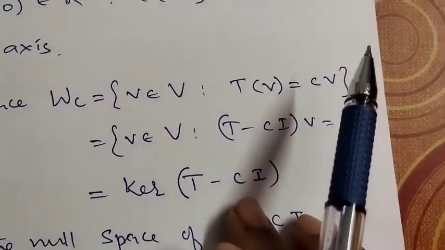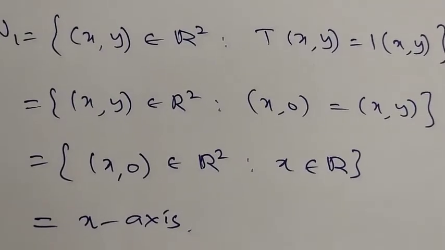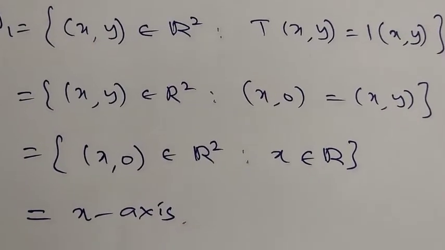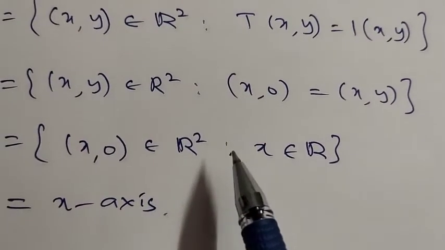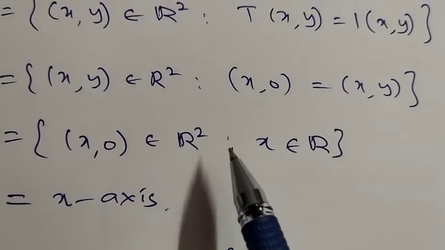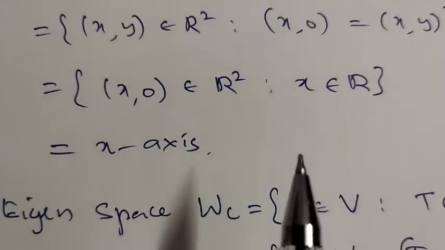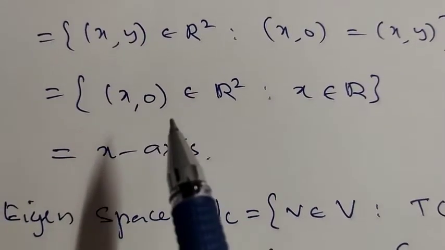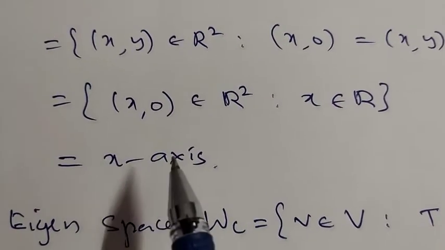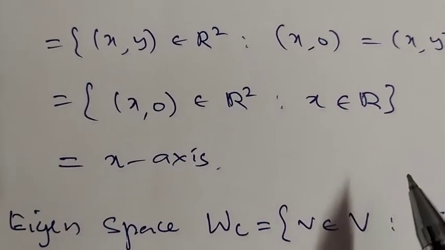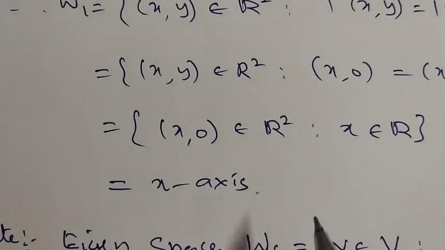X is equal to x into y means what will happen? Say the set of all (x, 0) is equal to x into y means what? Y must be equal to 0. Therefore, this can be written as the set of all (x, 0) belonging to R2 such that x belongs to R. Now, the set of all points (x, 0) in R2 where x belongs to R means what? This is nothing but the x-axis. Okay, the eigenspace is the x-axis in R2.